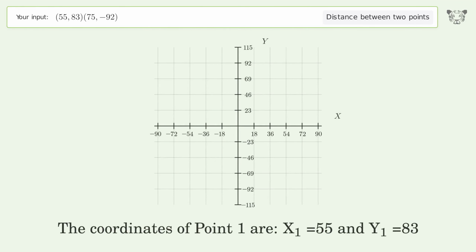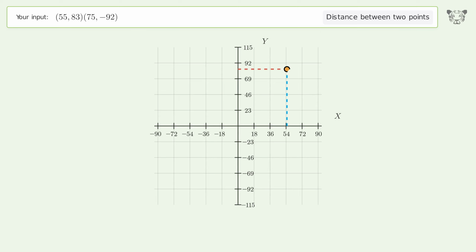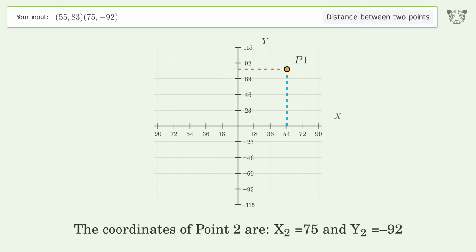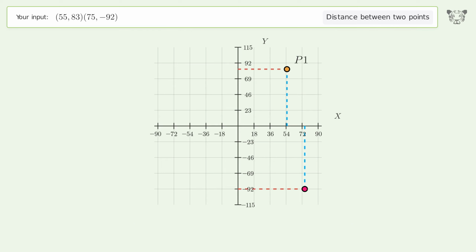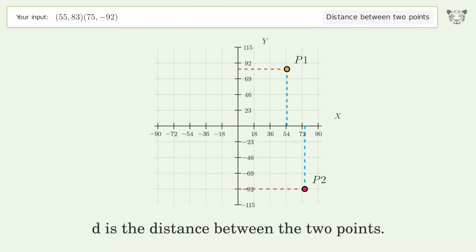The coordinates of point 1 are x1 equals 55 and y1 equals 83. The coordinates of point 2 are x2 equals 75 and y2 equals negative 92. D is the distance between the 2 points.